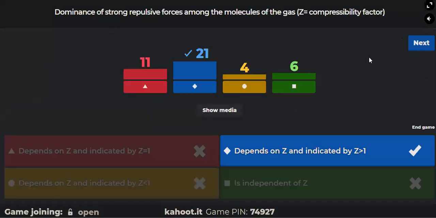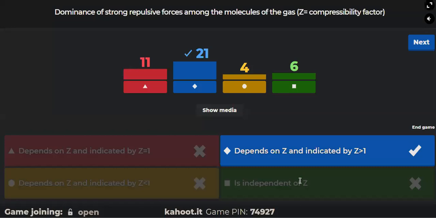11 students made the mistake by opting for option A. Then 21 chose option B, 4 chose option C, and 6 chose option D.